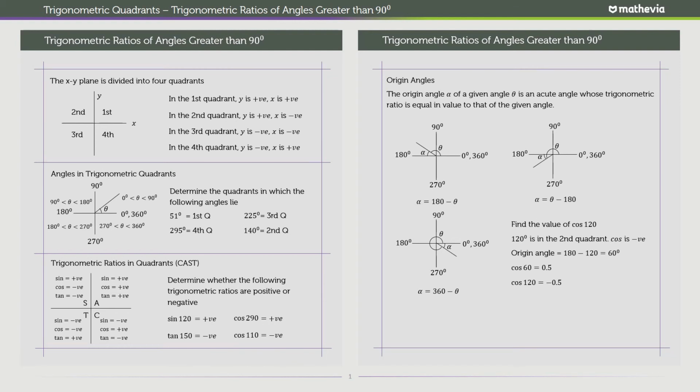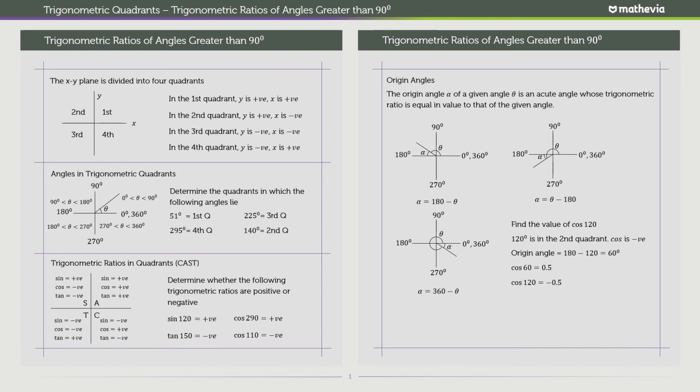Now, whether these values are positive or negative, you need to go back to CAST. Let's do a simple example: find the value of cos 120 degrees. 120 degrees is in the second quadrant, and in this quadrant cosine is negative. The origin angle for an angle in the second quadrant is 180 minus the angle. So we have 180 minus 120, which gives you 60 degrees. That's your acute angle that you can quite easily find.